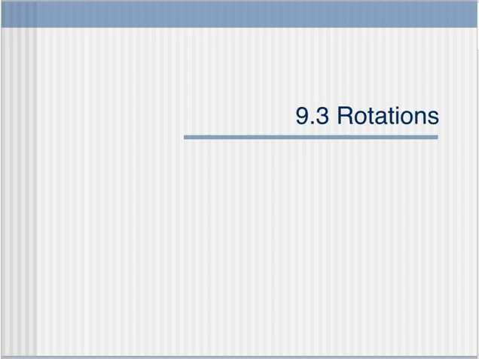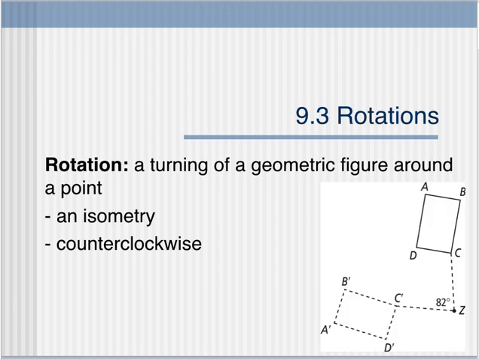So far in Chapter 9, you've learned about transformations such as reflections and translations. The next transformation is called a rotation. A rotation is turning a geometric figure around a point. Things to know about a rotation is that it's an isometry. It's a rigid motion that preserves the side lengths and the angle widths of every part of your shape. So your end result, your image, is congruent to your pre-image.